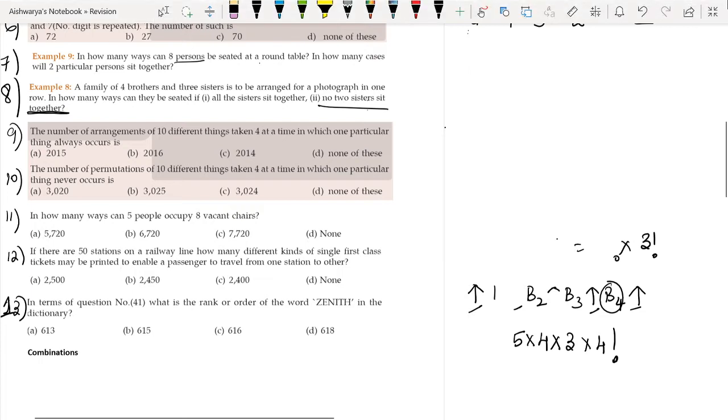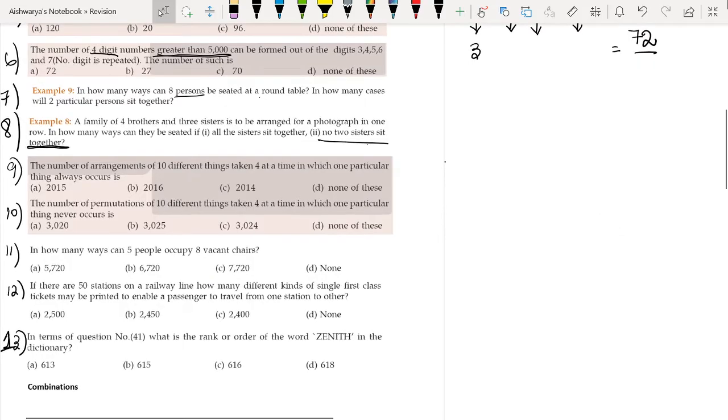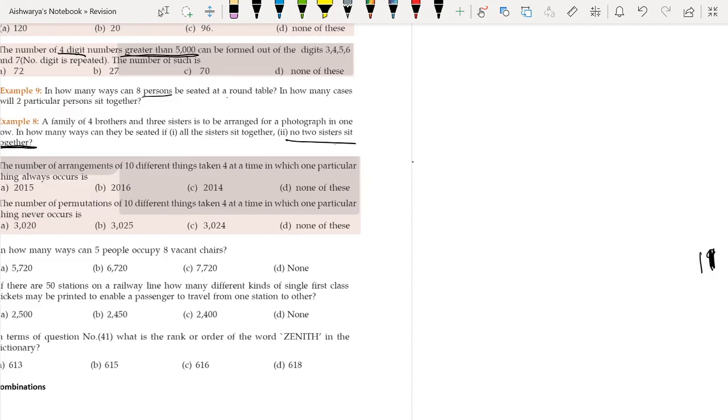In terms of question number 41, yeah, you read it, I'll tell you what to do. In terms of question 41, what is the rank or the order of the word zenith in the dictionary? Yeah, question number 41 is nothing but, in how many ways can you arrange the word zenith? Okay. So, how many ways can you arrange the word zenith?